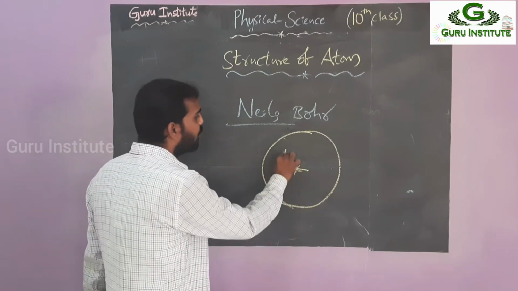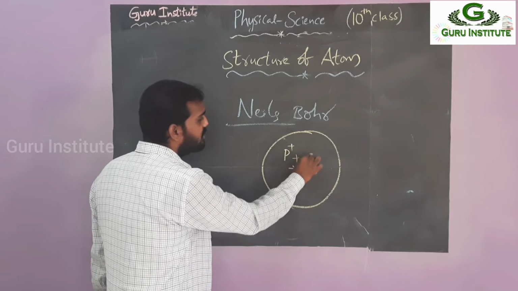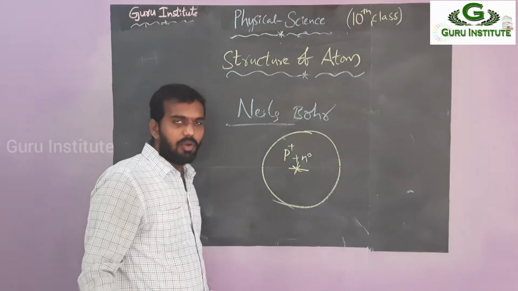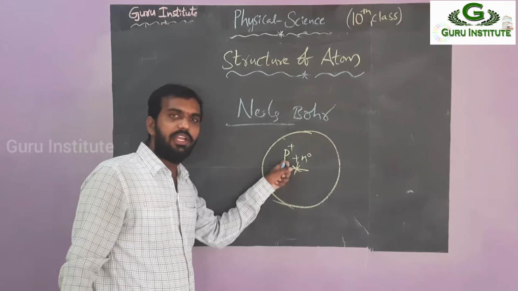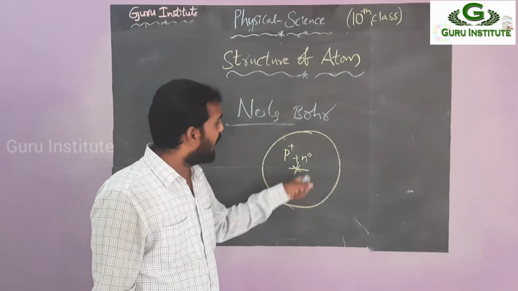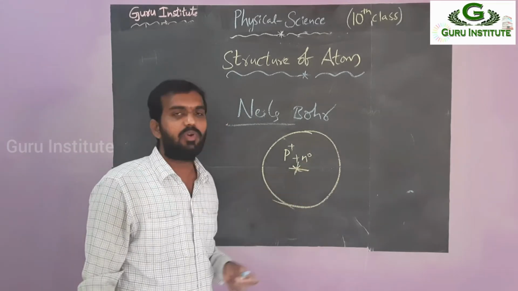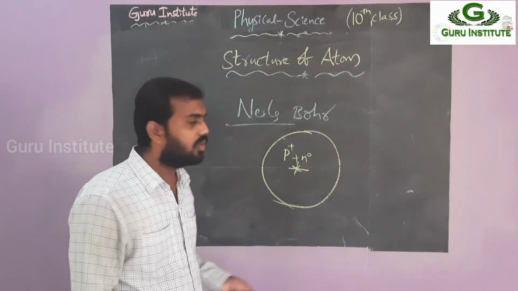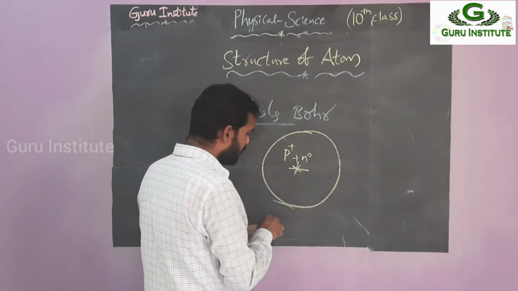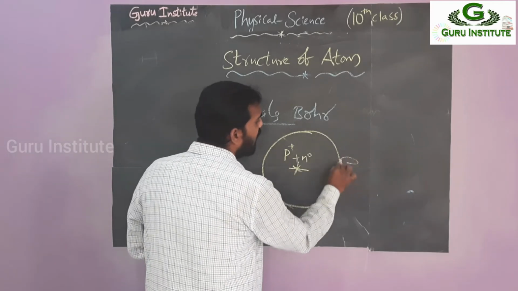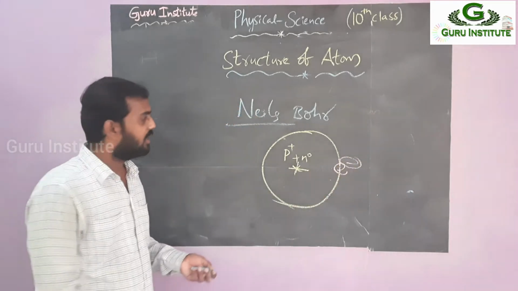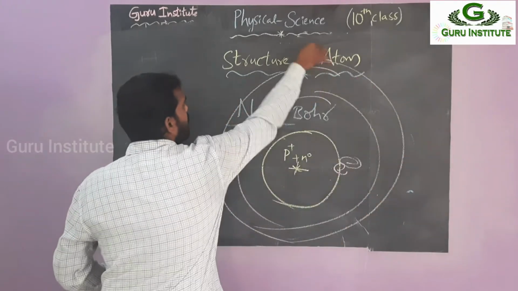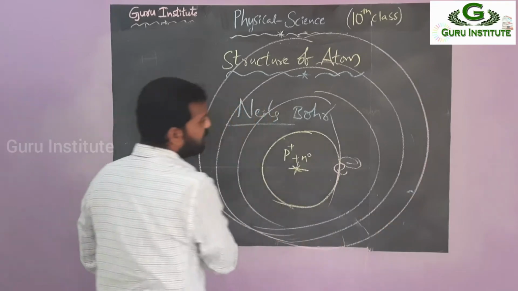Nucleus means protons and neutrons, and electrons have almost no weight. Protons have a mass of 1 AMU, and neutrons have equal mass to the proton, that is 1 AMU. But electrons are very light, almost 0, and they revolve around the nucleus in the outer parts, in a fixed path. According to Bohr, he has given a model.